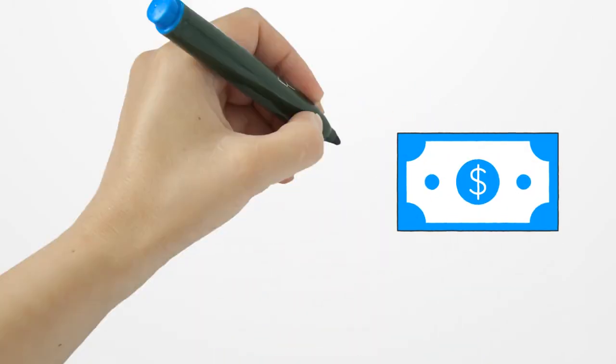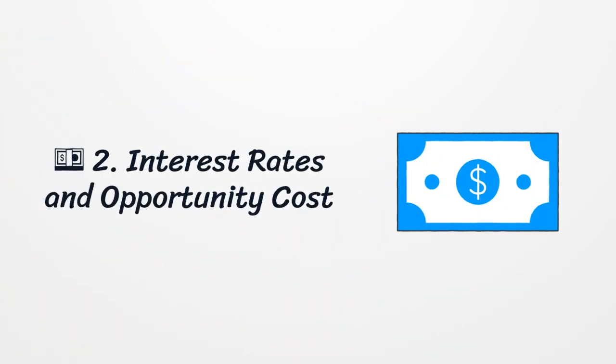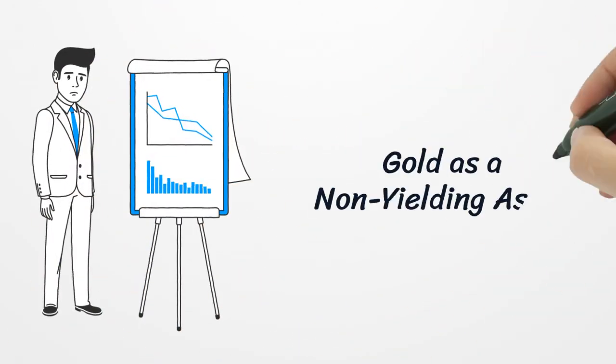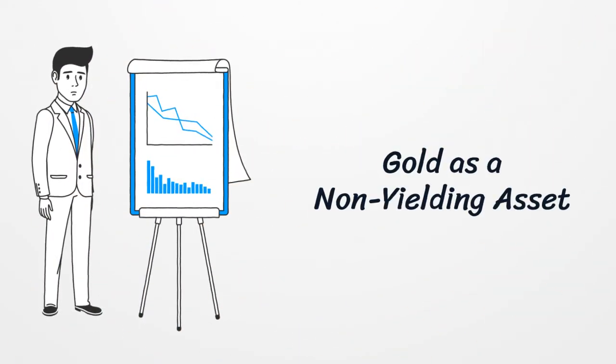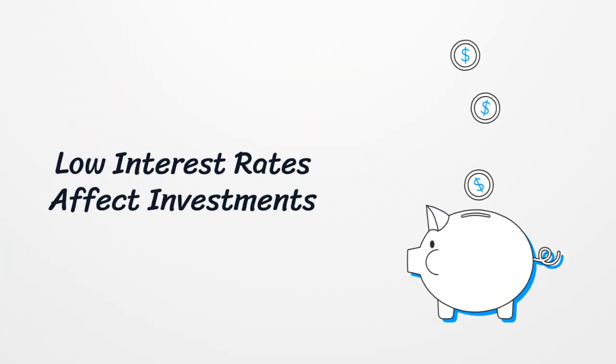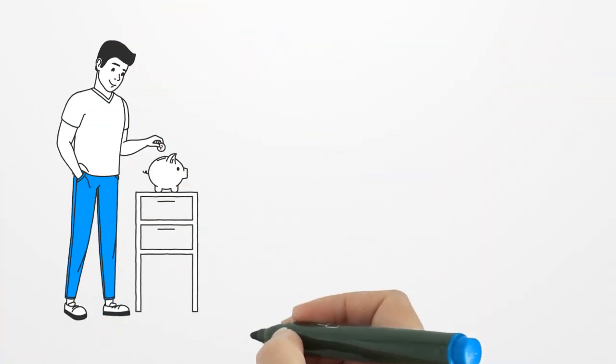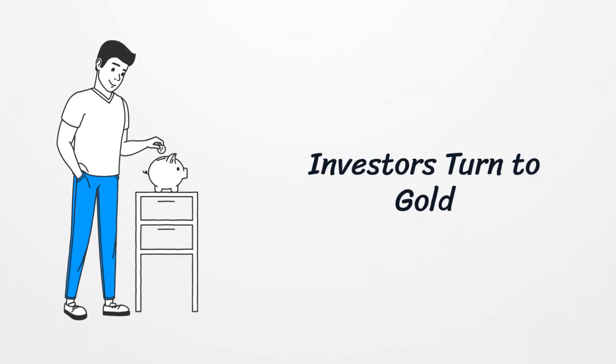Downward Trend 2. Interest rates and opportunity cost. Gold does not generate interest or dividends. Therefore, when interest rates fall, alternative assets such as bonds or savings accounts become less attractive. In a low-rate environment, investors are more likely to turn to gold and other non-yielding assets.